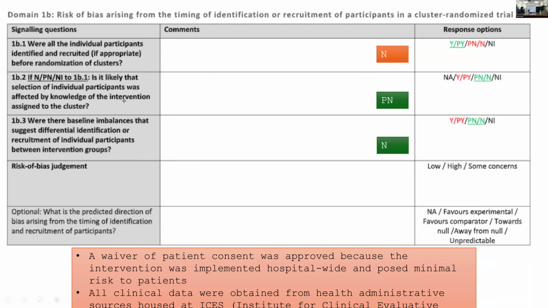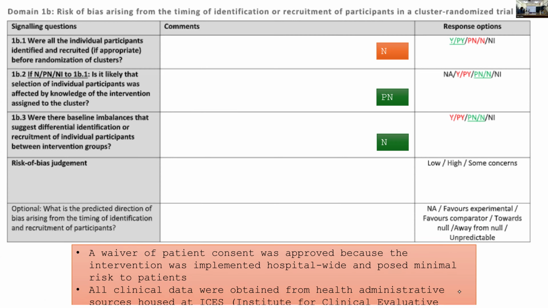The second question is, is it likely that selection of individual participants was affected by the knowledge of the intervention assigned to the cluster? Probably not. For patients, it doesn't really make a difference whether they got normal saline or Ringer's lactate. They probably won't know the difference. The third thing was, were there any baseline imbalances? There were no baseline imbalances. They have mentioned that they waived patient consent because the intervention was hospital-wide and it didn't really pose any individual risk to the patient.